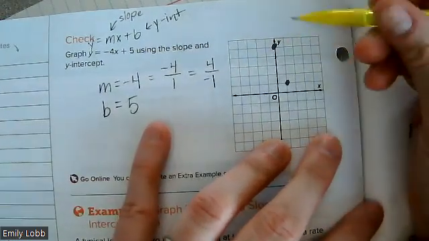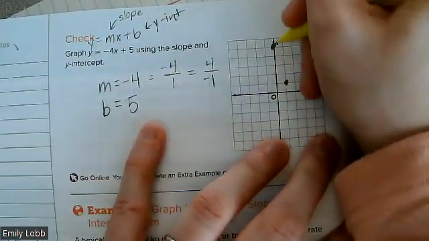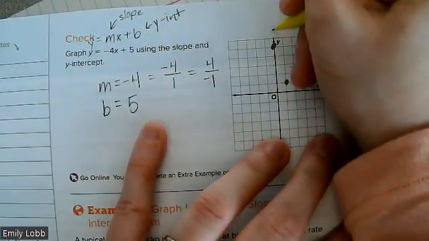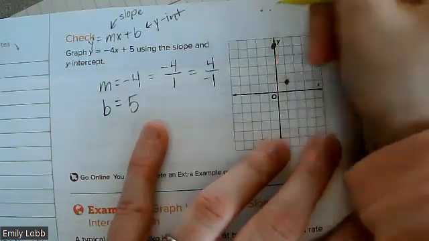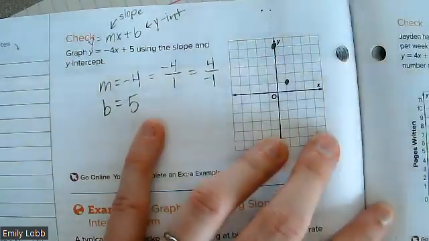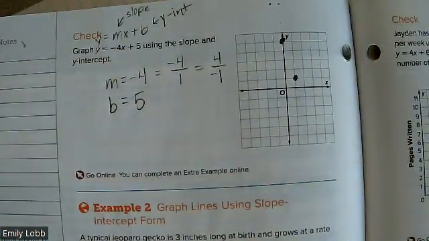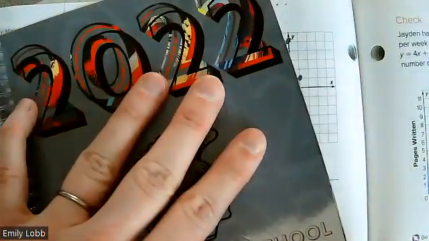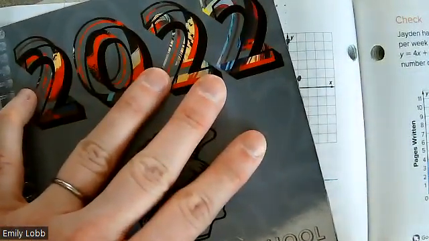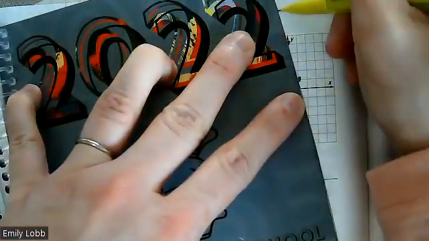Now, if you can imagine that this graph was extended, you could also go up 4, 1, 2, 3, 4, and left 1. Do you see how that would still be on the same graph? All of those things are equivalent. But we have to change our whole number into a fraction so we can really understand what our rise over our run is.